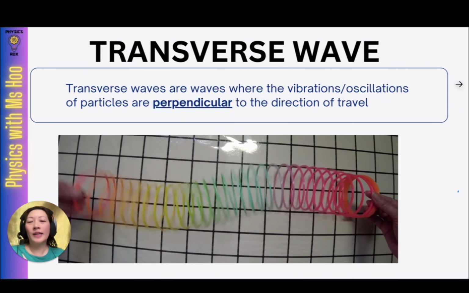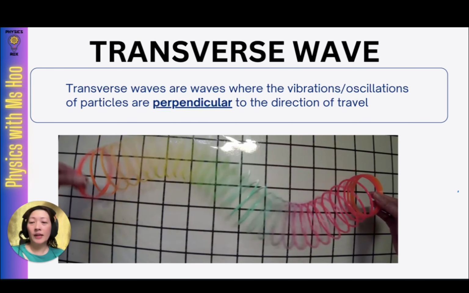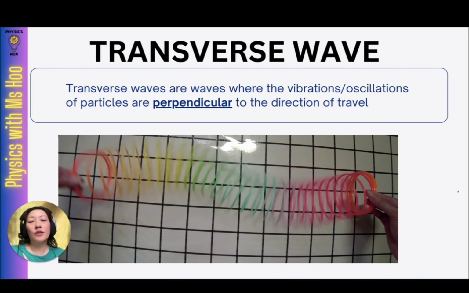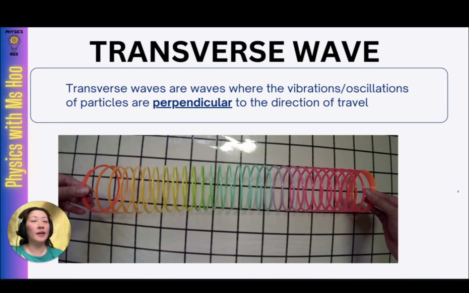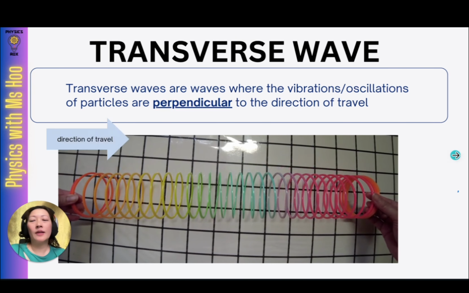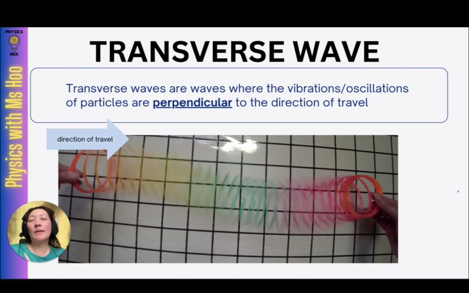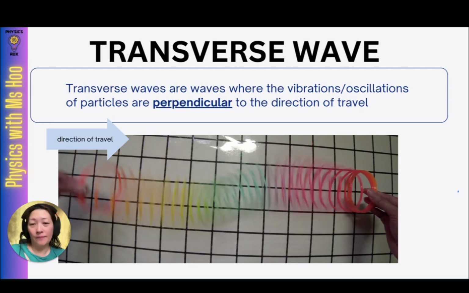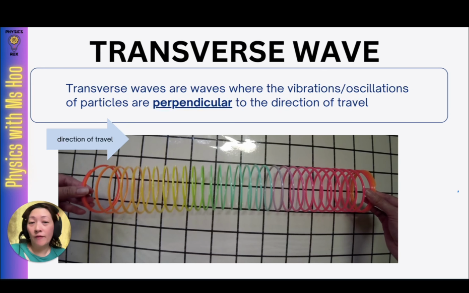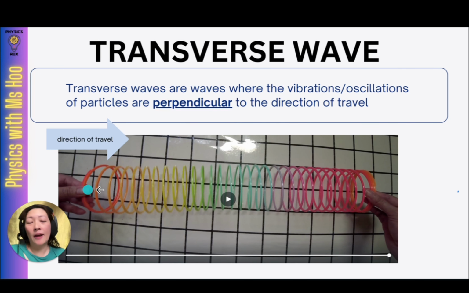So the first type of wave that we modeled is called a transverse wave. Transverse waves are waves where the vibrations or oscillations of particles are perpendicular to the direction of travel. So what does this mean? Let's start first with the direction of travel. The direction of travel quite simply refers to the direction in which the energy is traveling along the wave. Some people call it the direction of wave motion, some say direction of wave propagation. As you can see from this video, the energy was traveling from left to right.